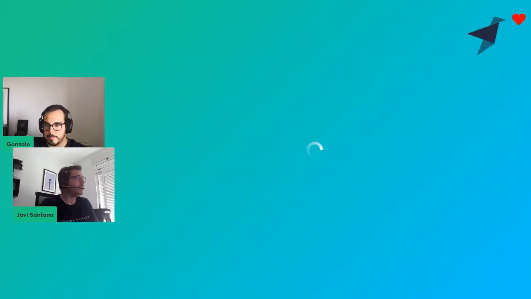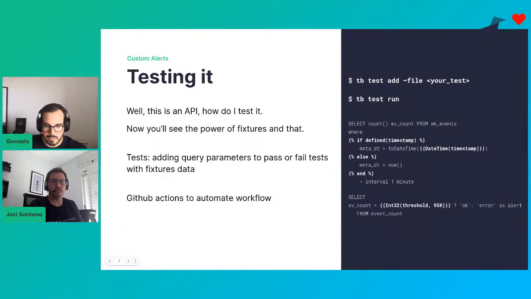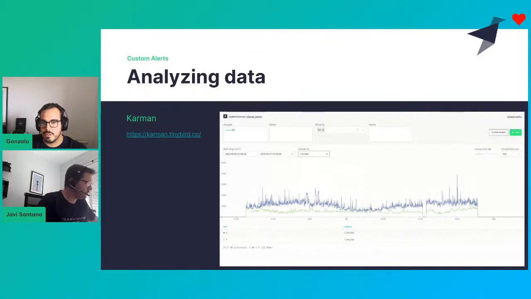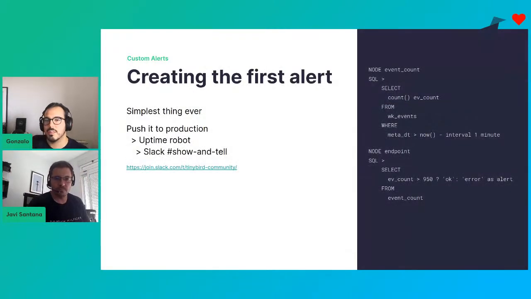Okay. So, quick recap of what we've done up until now. We've started sending data to a data source. We've used Karman to analyze it a little bit and get the threshold that will be around 800 or 900. And now what we're going to do is create a very basic alert and then use Uptime Robot to send the alerts to our Slack community. So you guys can join the Slack community to see if the alert works or it doesn't work.